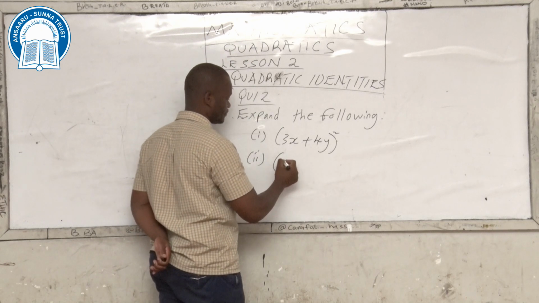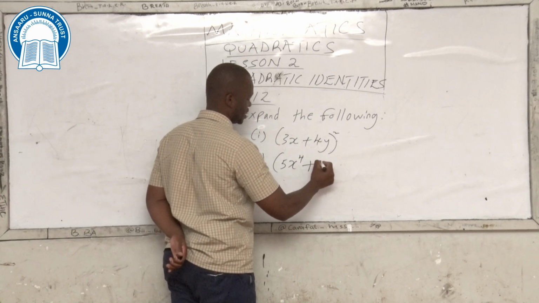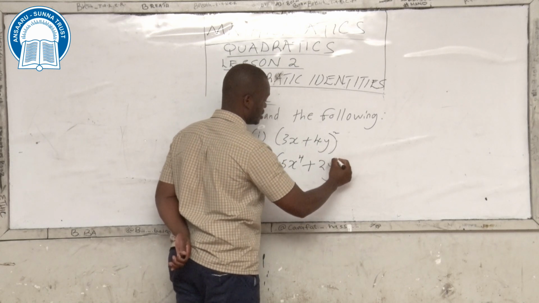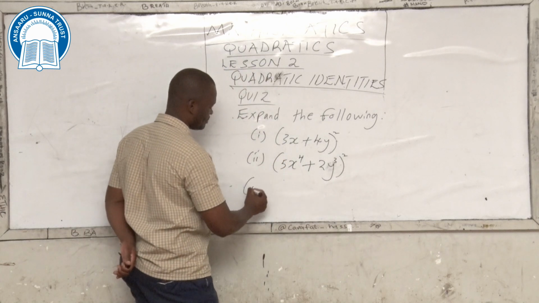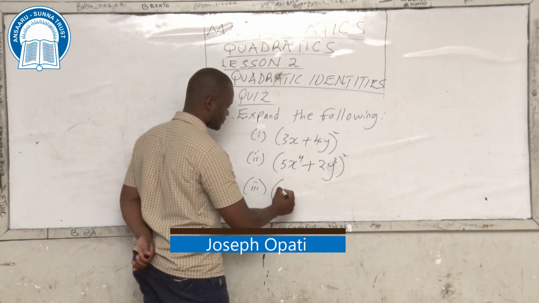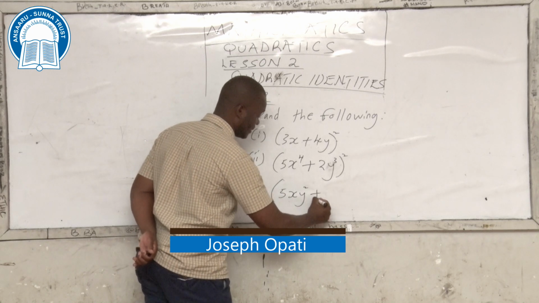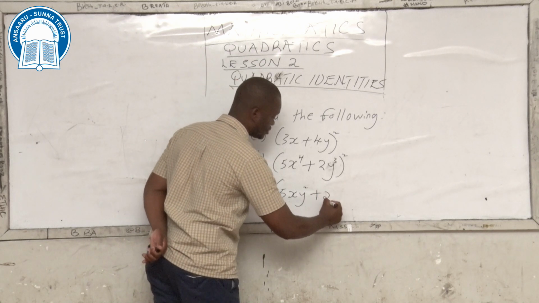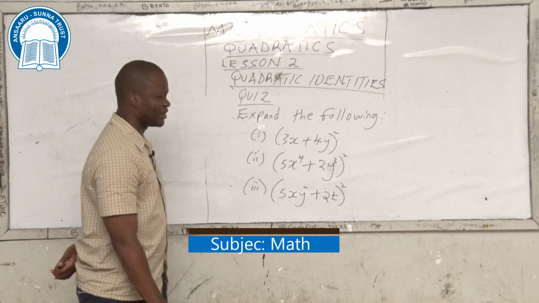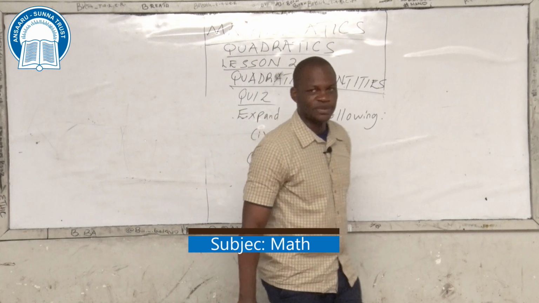Then we have 5x power 4 plus 2y cubed, all squared. And maybe the last question, try expand this. Let me have 5xy squared, a bit tricky, plus 2t squared. So try expand that just to confirm you are okay with the concept we have covered.